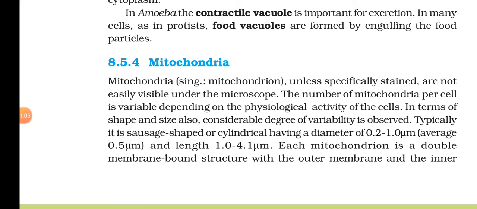Their size also varies. A typical mitochondria is sausage shaped or cylindrical, having a diameter of 0.2 to 1.0 μm. That is the average diameter, and the length can be 1 to 4.1 μm. When you see the structure of a mitochondria, you can see that they are double membraned organelles. Two membranes are there in them, the outer membrane and the inner membrane.